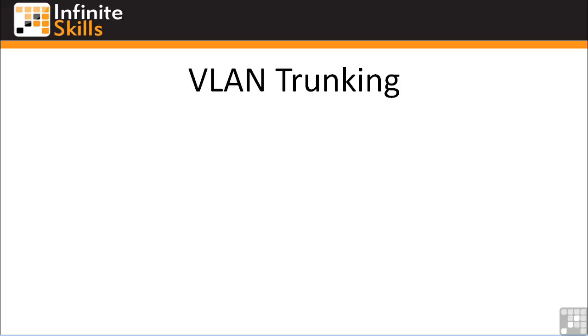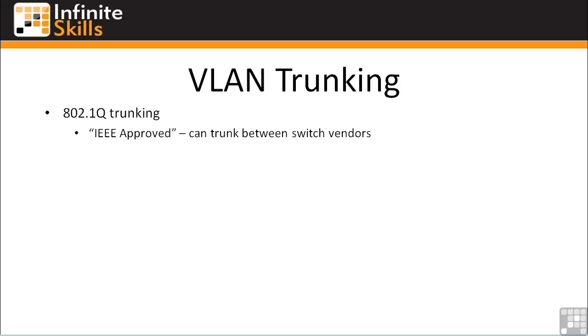So now let's move on and talk about 802.1q trunking. 802.1q is IEEE approved, if you wanted to put a little label on it, meaning that if you have a Cisco switch and a Juniper switch and you want to set up a trunk between them, you could set up an 802.1q trunk. And both of those switches would understand it.